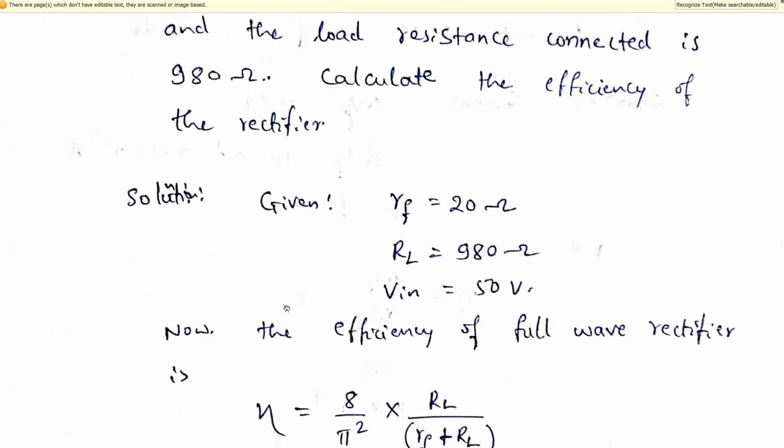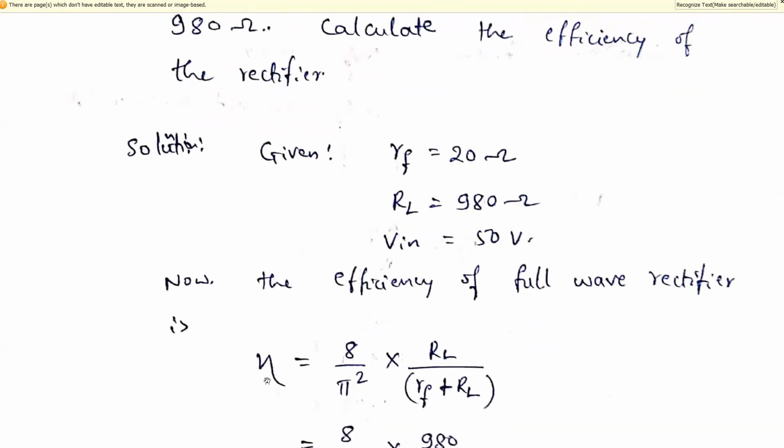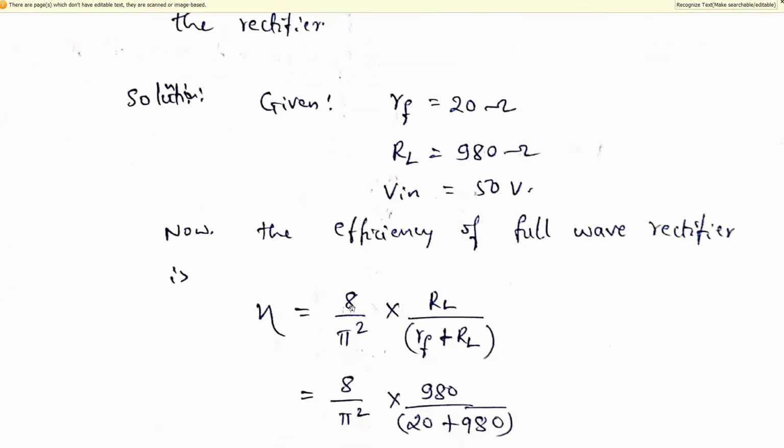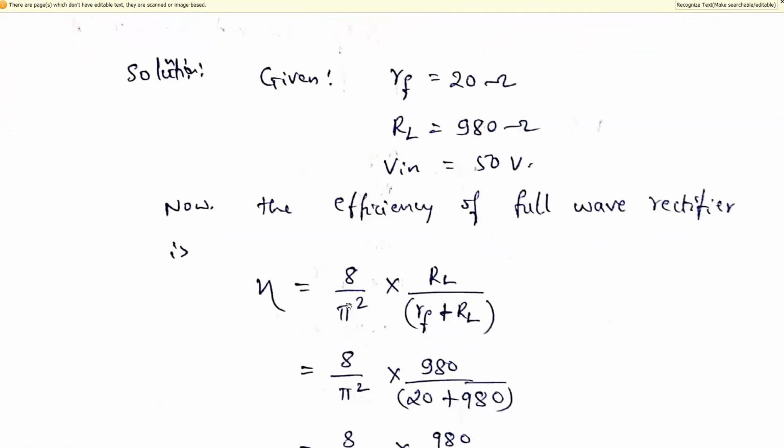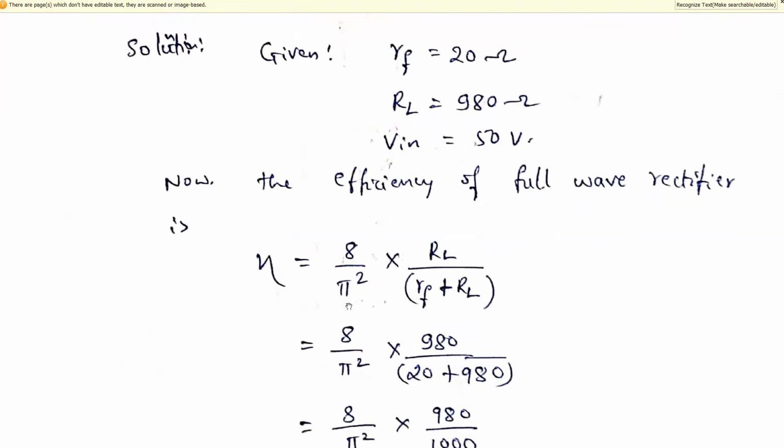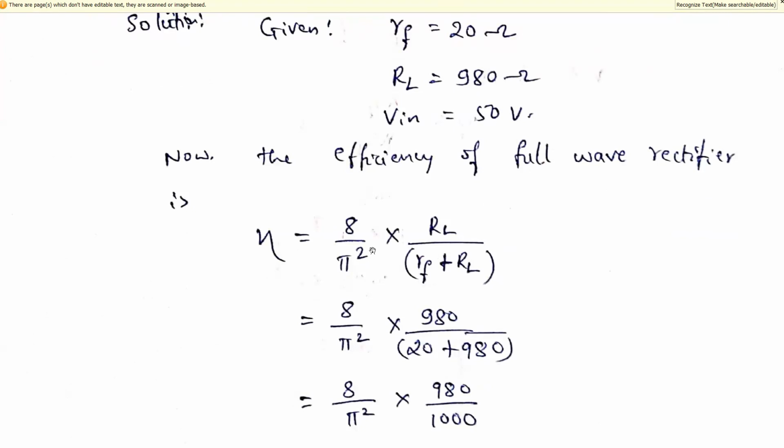Okay. So this is a full wave rectifier, and we have the expression for efficiency of the full wave rectifier as eta is equal to 8 divided by pi square into RL divided by RF plus RL. This is the expression for efficiency of the full wave rectifier when a center tap transformer is used. So let us substitute the values and calculate the efficiency.